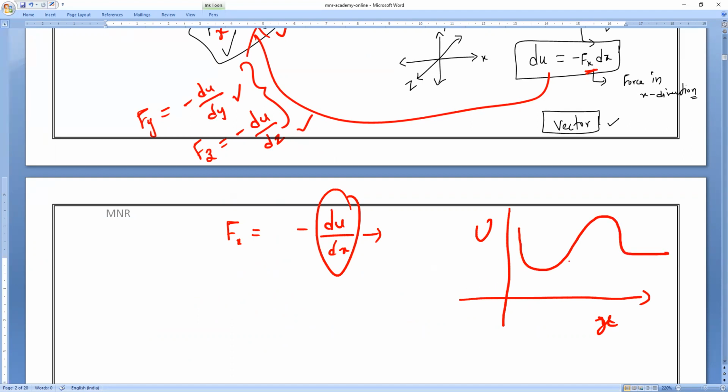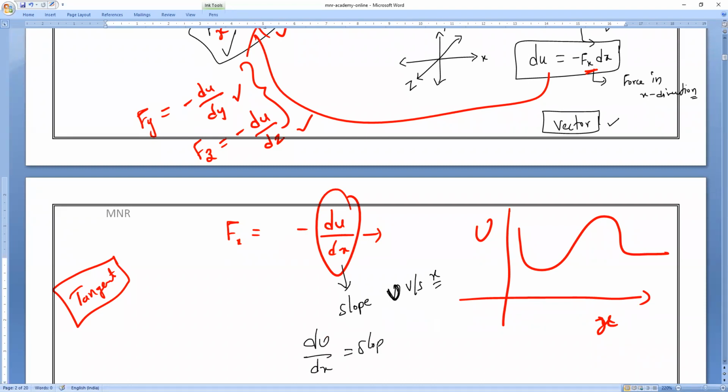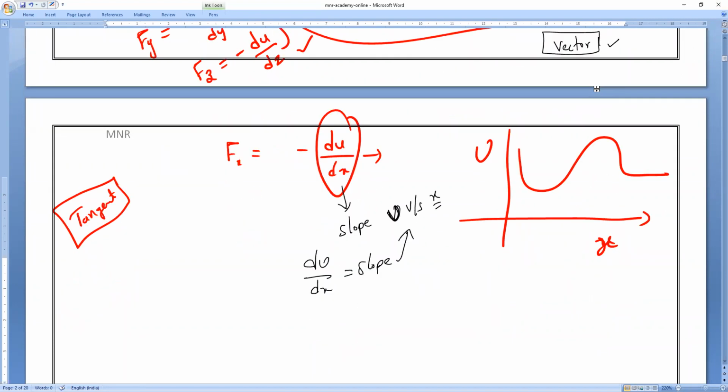Now, how many of you know drawing a tangent? Do all people know how to draw a tangent? Yes or no? So, for example, let us take this. This dU by dx is what we call the slope of the graph. The slope of the graph of potential energy versus x, or you can take the y direction or the z direction. So dU by dx is the slope of the graph of U versus x.